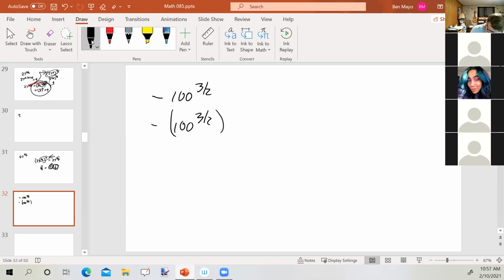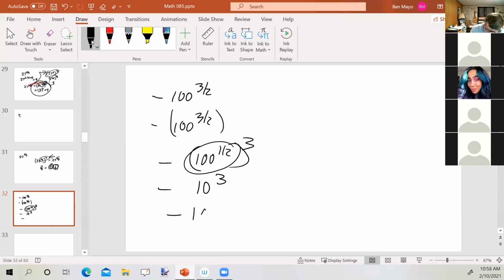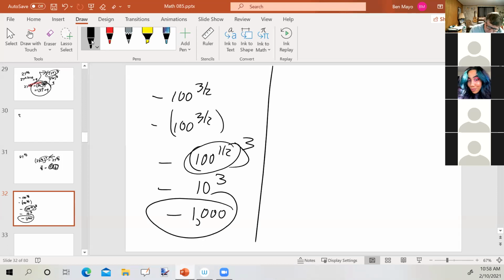So let's see here. That's 100 to the 1/2 power cubed. I can do the root first. What's the square root of 100? That would be 10. What's 10 cubed? 1000. Good. So final answer, negative 1,000. But now if it was this problem where the negative was included, this would be not real.